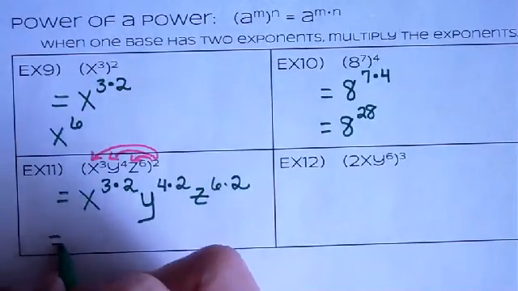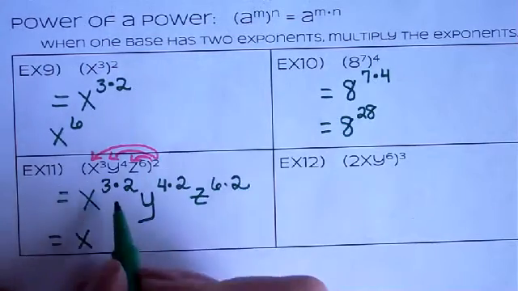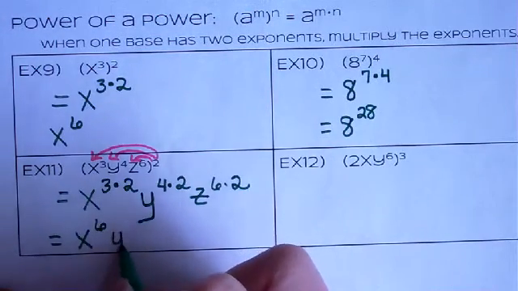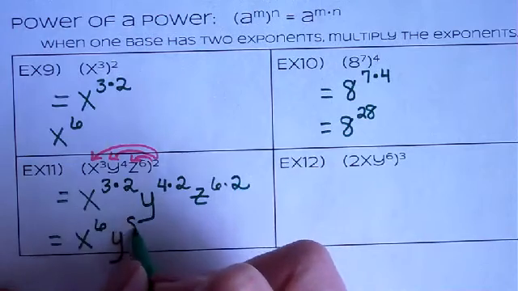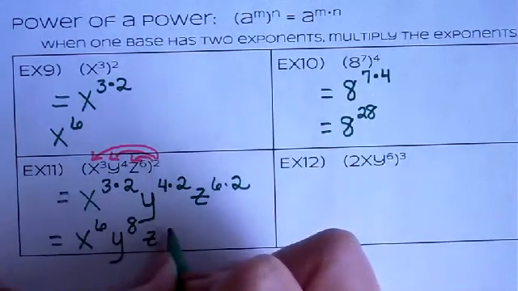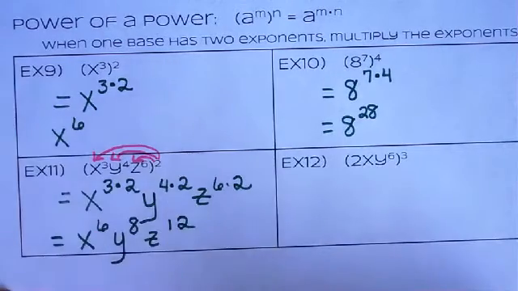Now, let's simplify this. So x, and then 3 times 2 is 6, so x to the 6. On my y is 4 times 2, which is 8. And on the z, it is 6 times 2, which is 12. So my final answer is x to the 6, y to the 8, z to the 12. Okay?